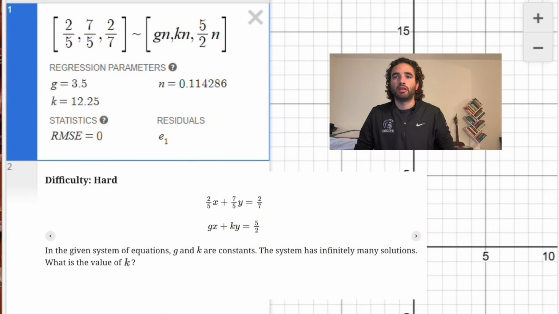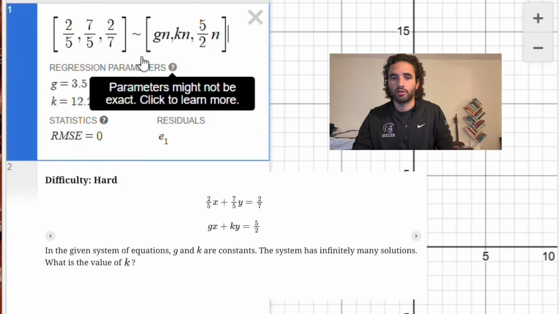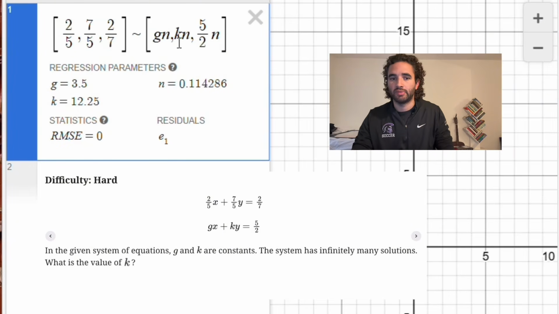for us. Looking back at the problem I just solved, we can see that all I did is take my x values from both equations and set them equal to each other, my y values from both equations and set them equal to each other, and my constants from both equations and set them equal to each other. Everything on one equation is going to be multiplied by some scale factor. We can call it n.